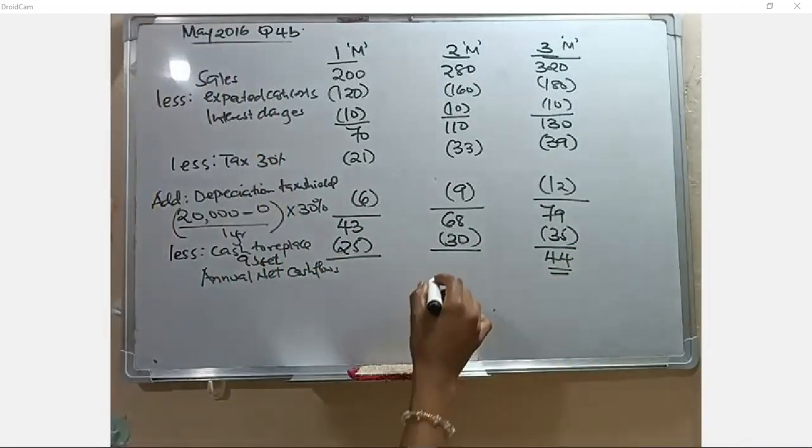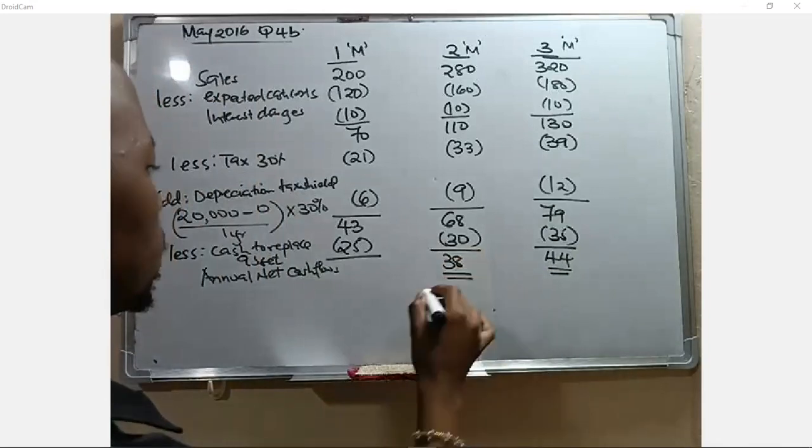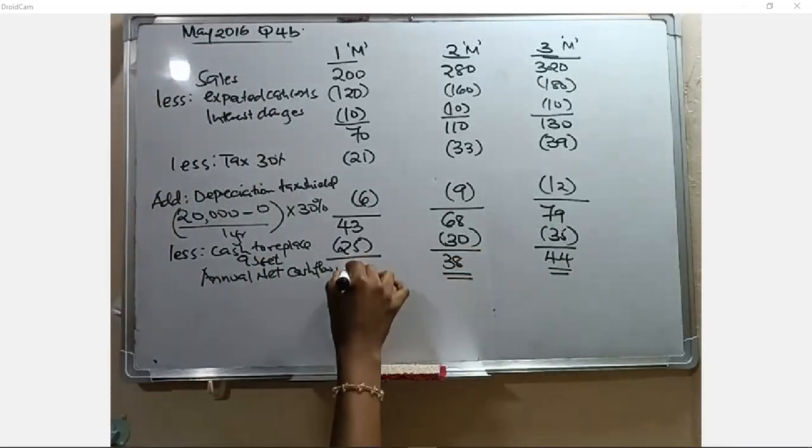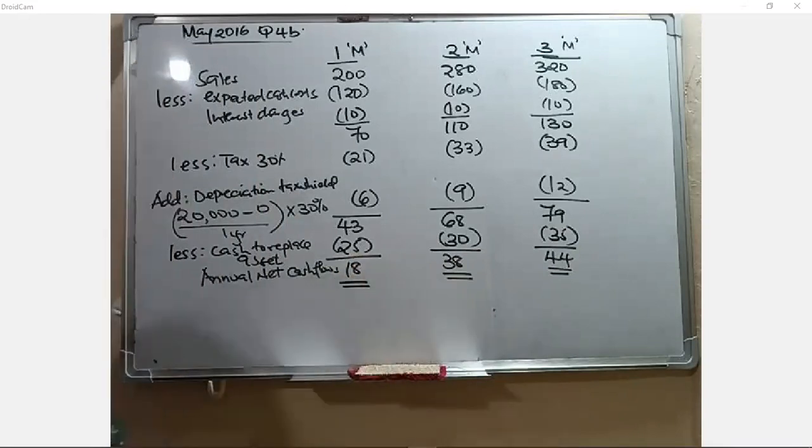The second one is 38. Then the third one is 43 minus 25, getting 18. Is there anyone who has not understood up to that point? Who has not understood up to that point?